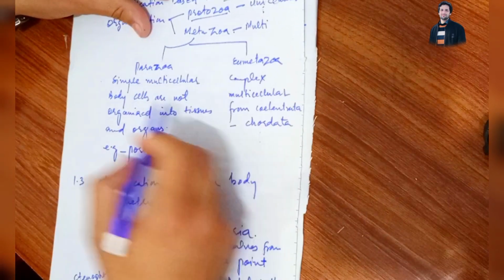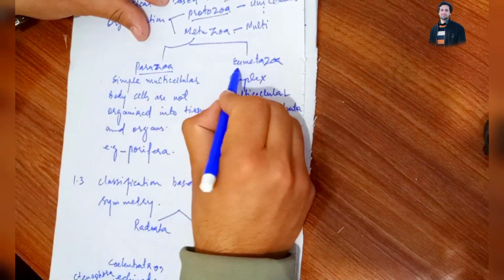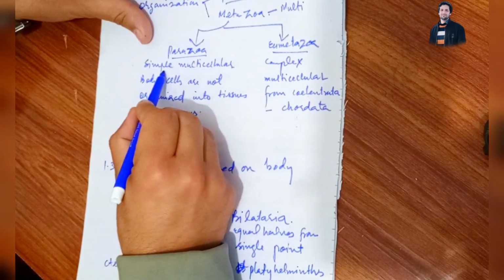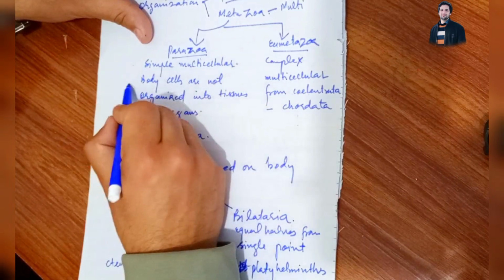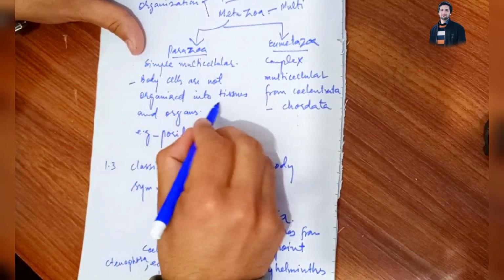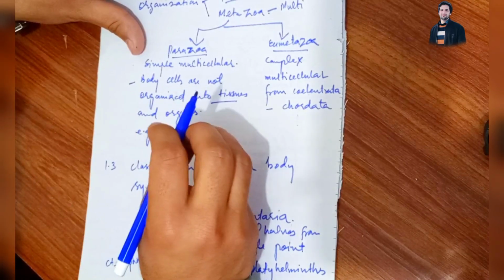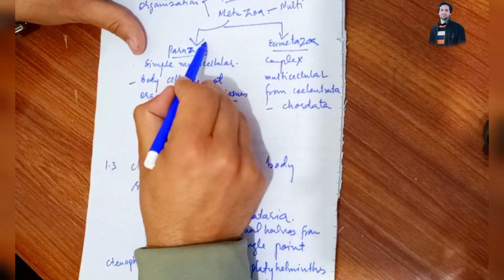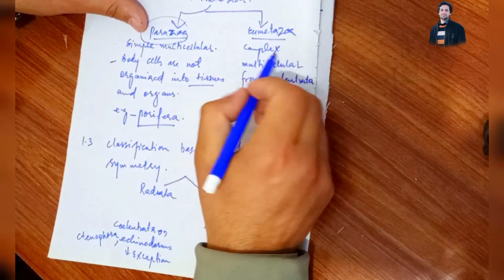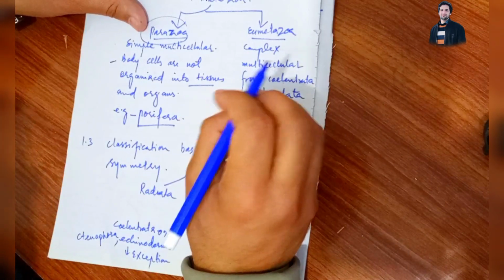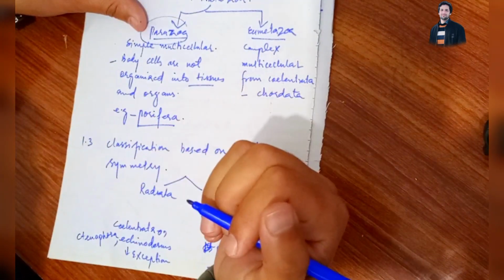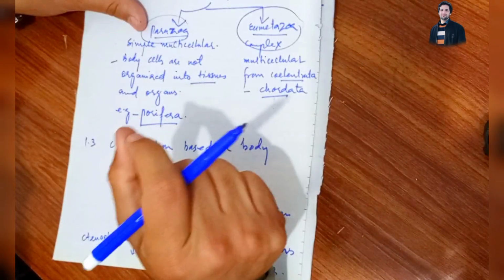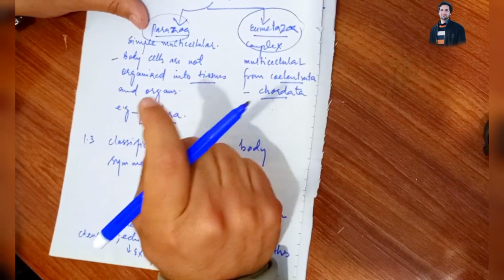The metazoa is further divided into parazoa and eumetazoa. Parazoa are the animals which are simple multicellular organisms, and their body cells are not organized into tissues and organs. An example is porifera. These are simple multicellular organisms, and that's why they are called parazoa. Similarly, eumetazoa are the complex multicellular organisms, or we can say the true multicellular organisms. Right from cnidaria to chordates, all come under this category. They are all eumetazoa.